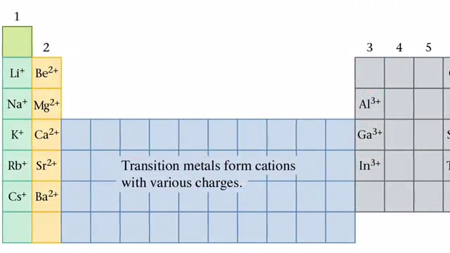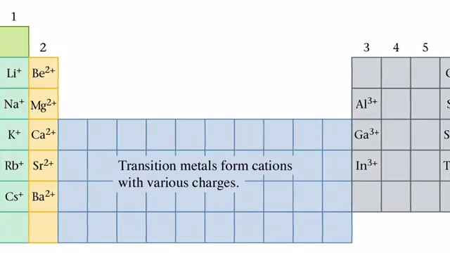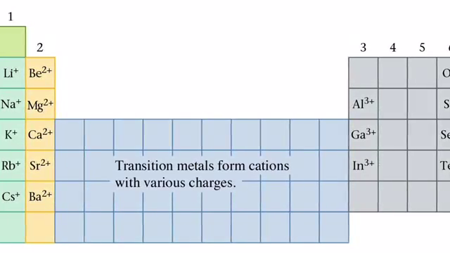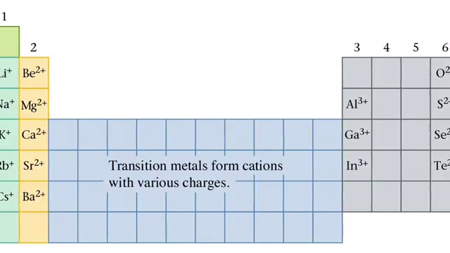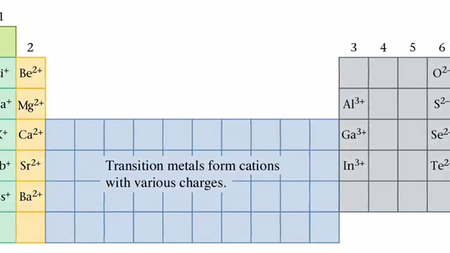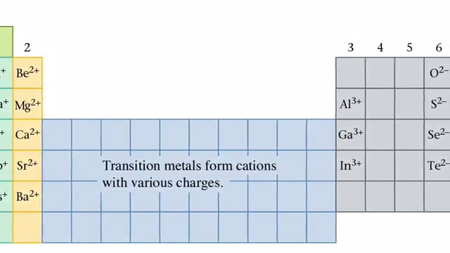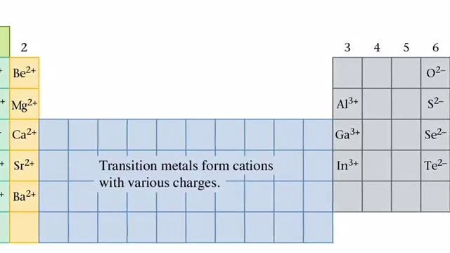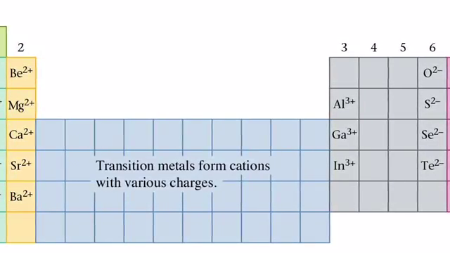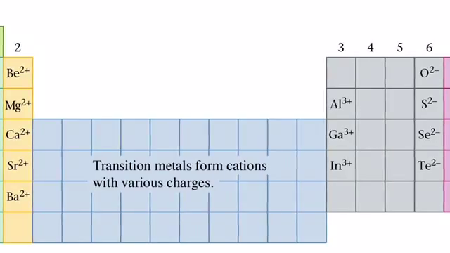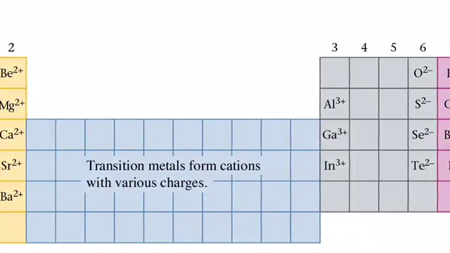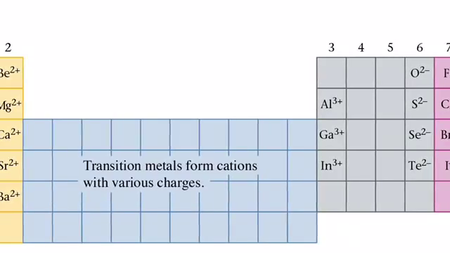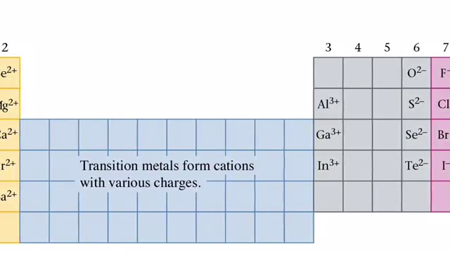Here we have the ion charges in the periodic table. Everything in the alkali metals group, starting with lithium, they have a positive 1 charge because they have lost 1 electron. Everything in the alkaline earth metals group, starting with beryllium, they have a 2+ charge because they have lost 2 electrons. Aluminum, gallium, and indium, they have a 3+ charge because they lost 3 electrons.